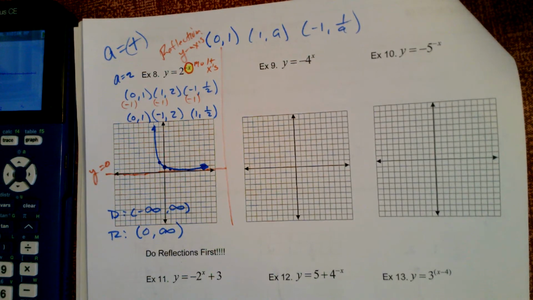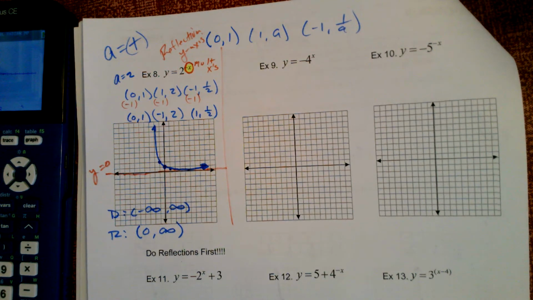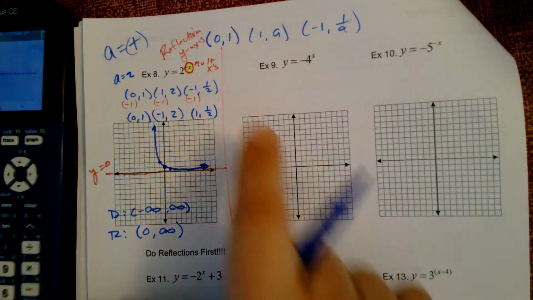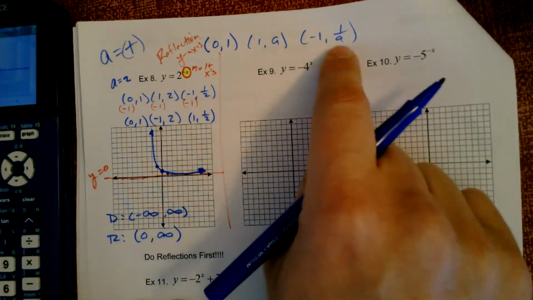Give me a thumb. Where are we at with this? Are we okay? Because I only see a half of you guys. Give me a thumb. We're good. Okay, let's see this done again. Okay, so I'm going to use my chant. 0, 1, 1a, -1, 1 over a.